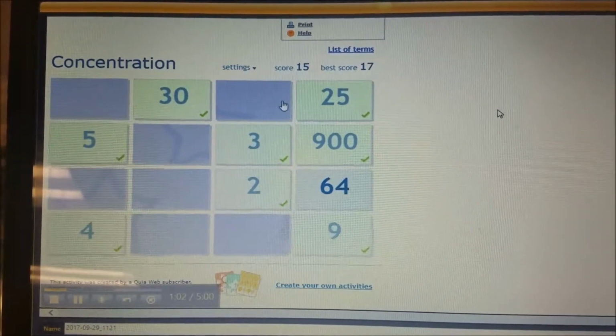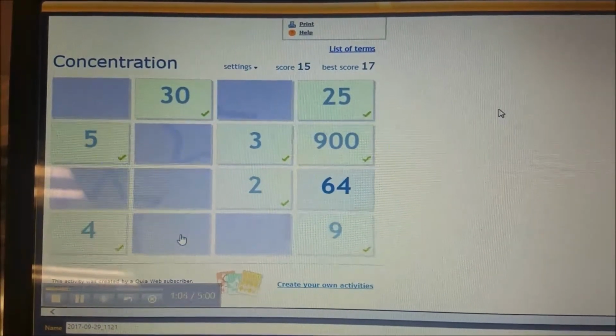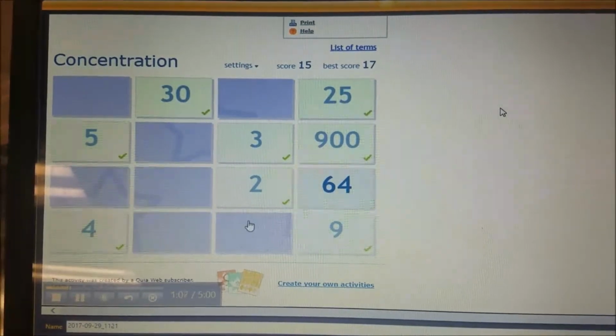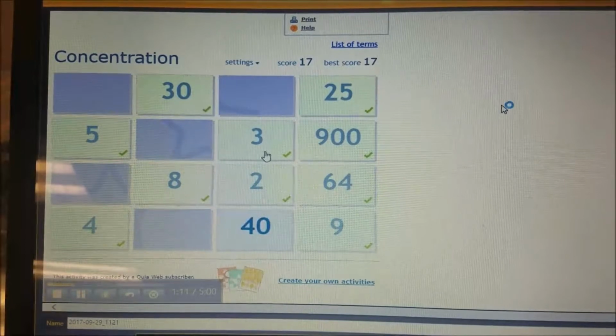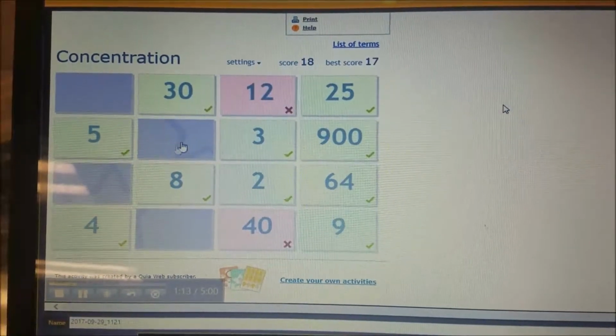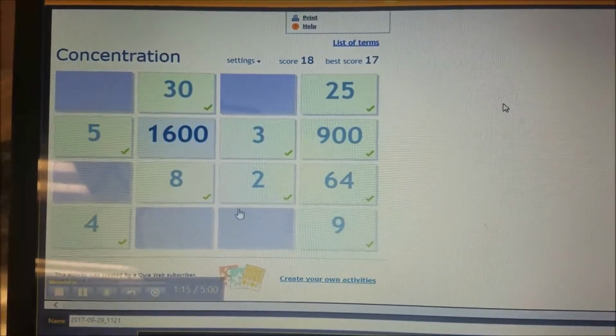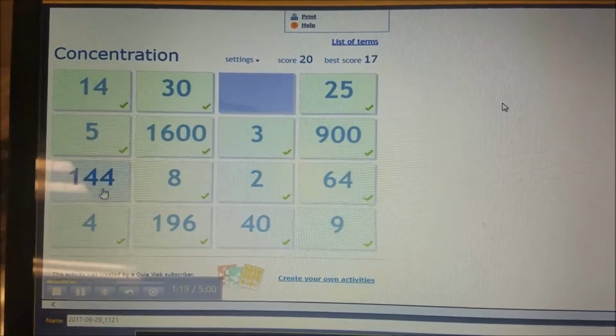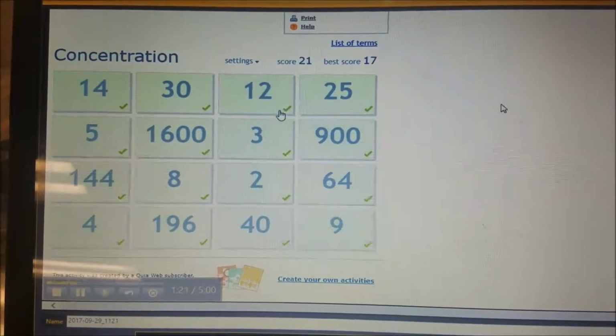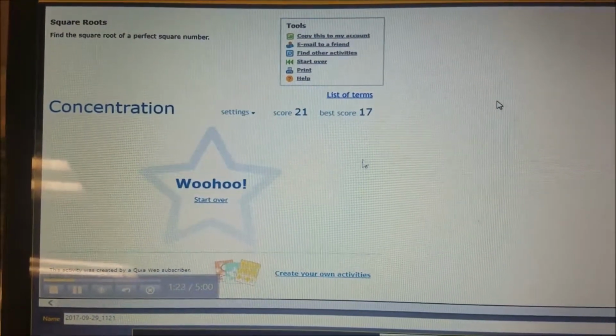So then this number is 64, so I'm looking for its square root, which is 8, which is right here. Now I'm looking for 1600, 44, and that's concentration.